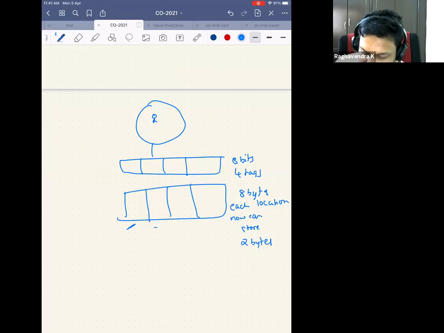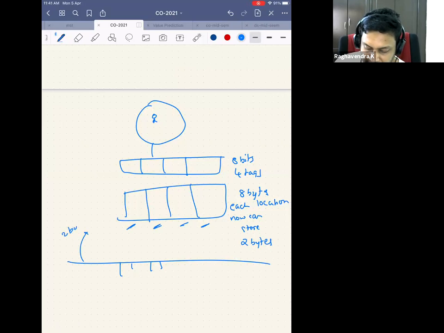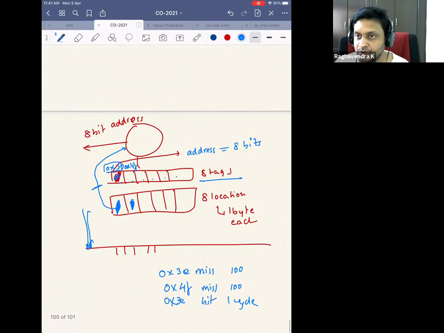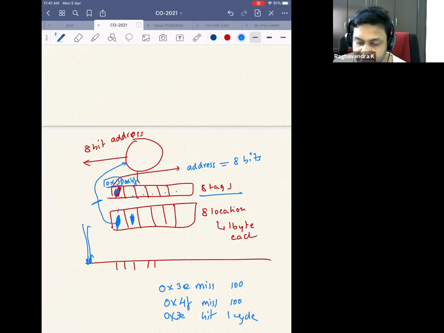So I can store 2 bytes here, 2 bytes here, 2 bytes here, 2 bytes here. And then I go to the main memory and I fetch 2 bytes, irrespective of how many bytes the CPU has requested. Even if the CPU requests only 1 byte, I will fetch 2 bytes. So I have not reduced the cache capacity. The cache capacity is still 8 bytes, but now each location, instead of storing only 1 byte, is storing 2 bytes. Now the question is, what will I store in those 2 bytes?